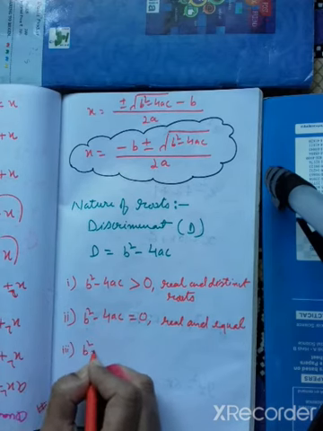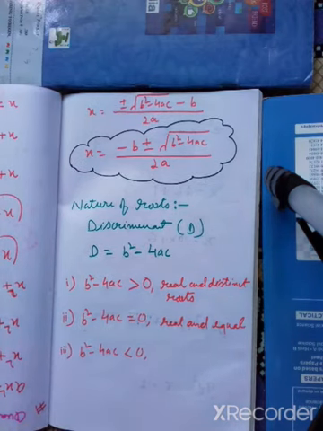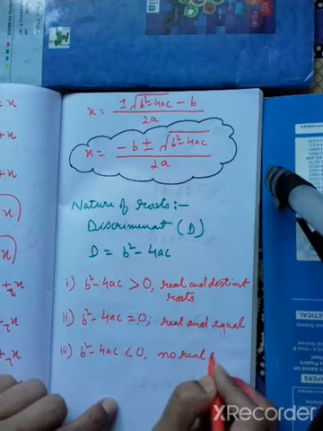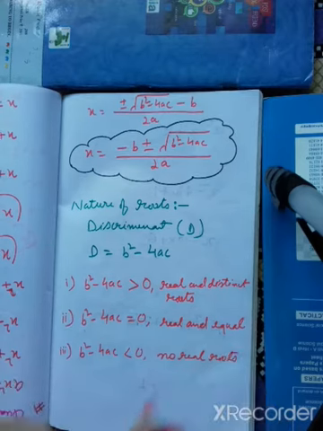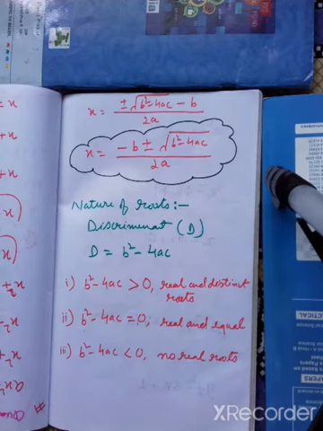when b square minus 4ac is less than 0. If b square minus 4ac is less than 0, then there are no real roots. What does it mean? See, b square minus 4ac less than 0 will be a negative number, right? It will be a negative number.